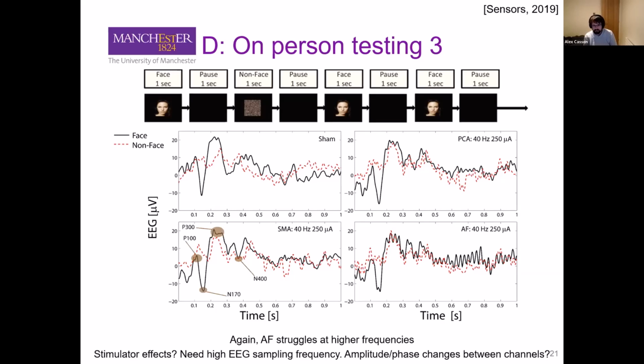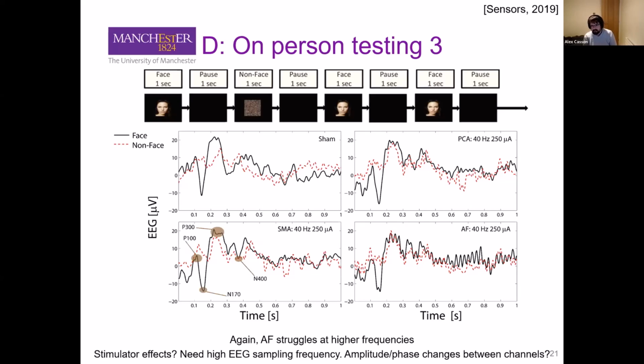So here we're doing it at 40 Hertz with 250 microamps of stim. Now, particularly for the adaptive filter, we see a lot of 40 Hertz ripple in there, and that's what we saw in the frequency domain a couple of slides ago. There are a number of causes of this. We feel more than anything that the stimulator is never an ideal stimulator, never an ideal current source, but it gets a bit less ideal as you move up in frequency.